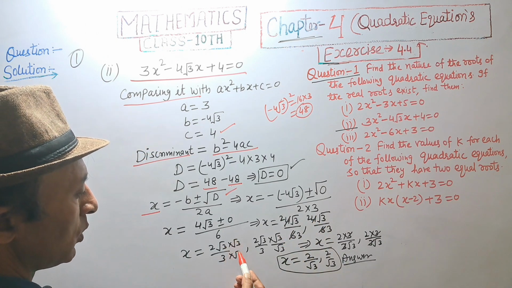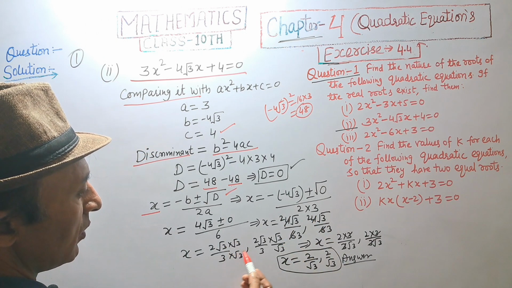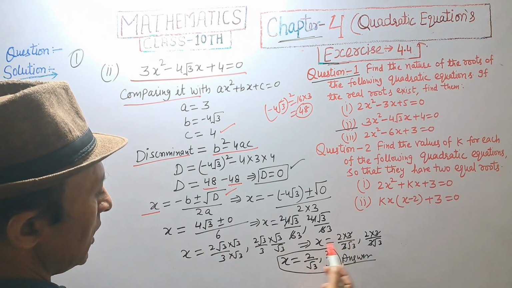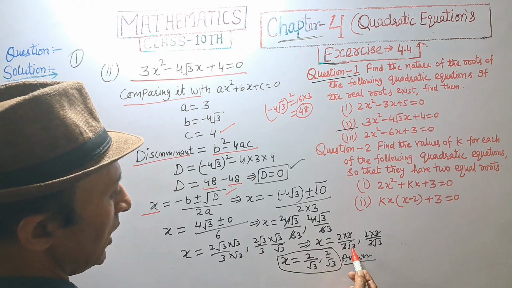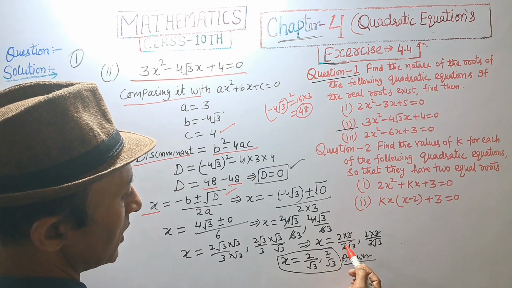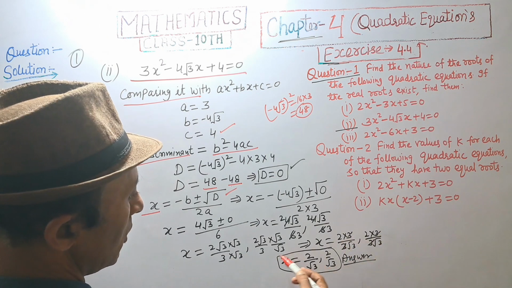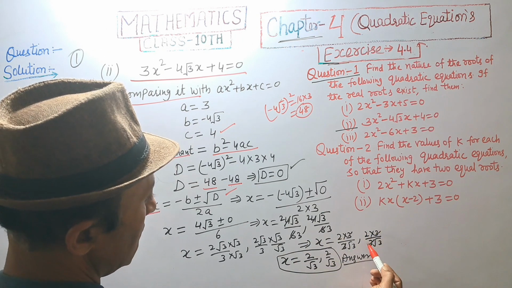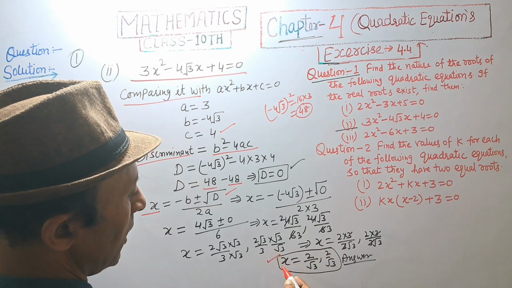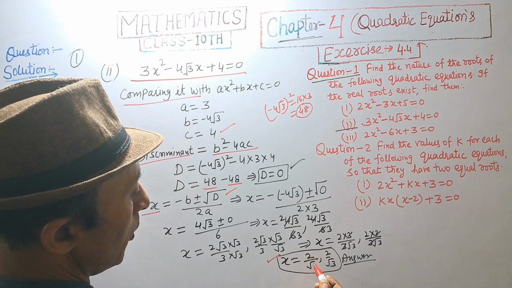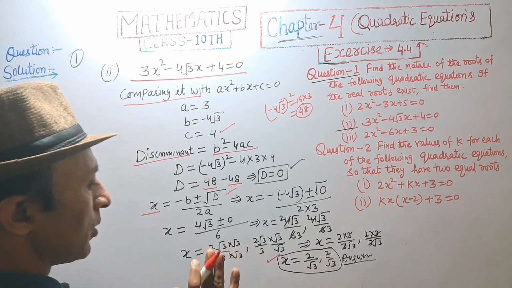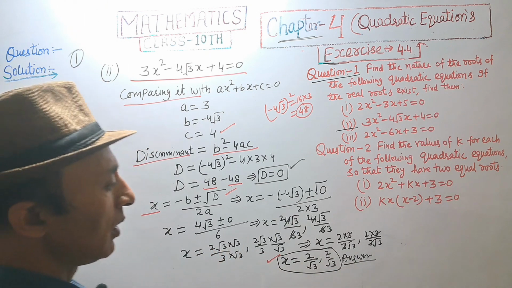Rationalizing both sides by root 3, we get root 3, that is 3, and 3 root 3 in denominator. 3 is cancelled, and same on another root. 2 upon 3 root 3, 3 is cancelled. We get the value of x equal to 2 upon root 3 comma 2 upon root 3. Both roots are equal. Answer.